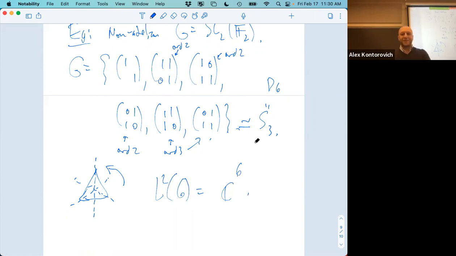So let's represent this using S3 or D6 as elements A and B, where A has order 3, B has order 2, and it's non-abelian. So whenever I have B times A, I should replace that by A squared times B. Okay, so there's a representation of, we could call this guy A and this guy B, and then you work out who everybody else is.